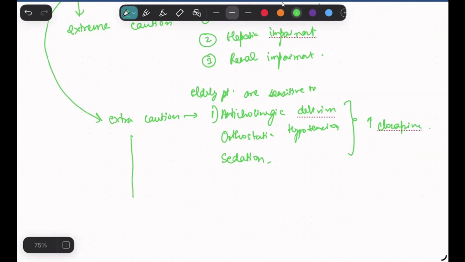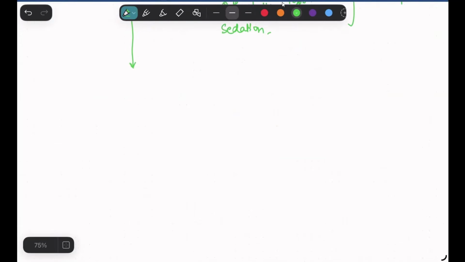So what can we do in the elderly patient in case of clozapine? Much slower titration, a low starting dose, and more careful monitoring. So this is all about clozapine.